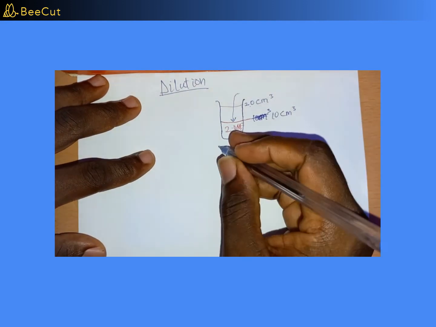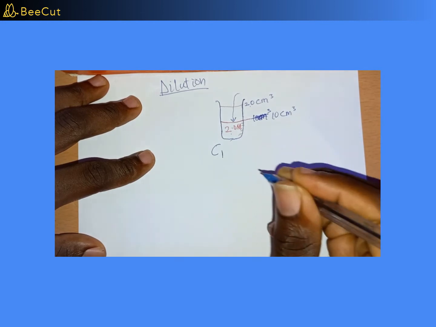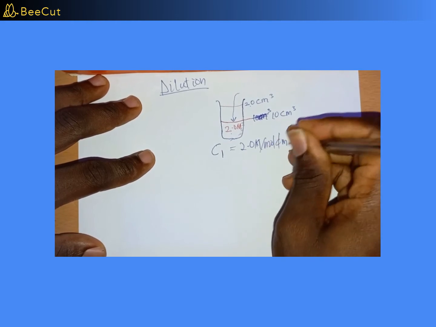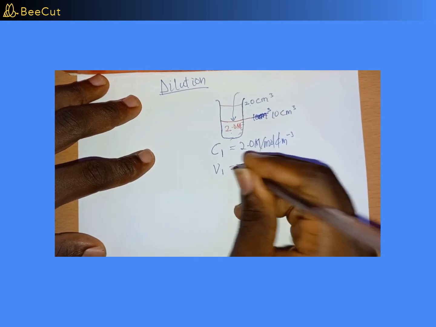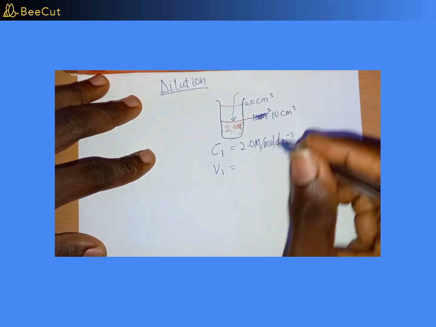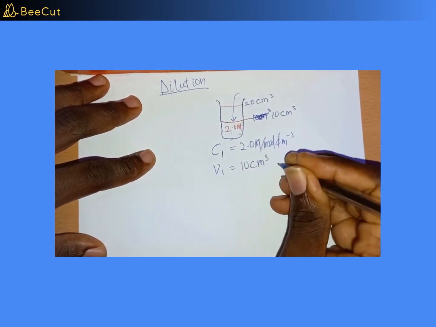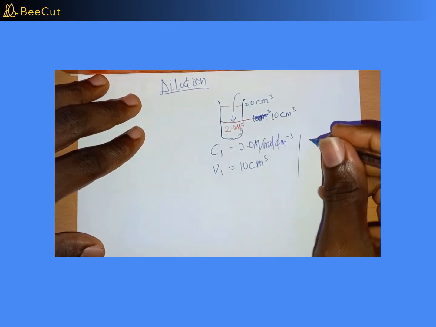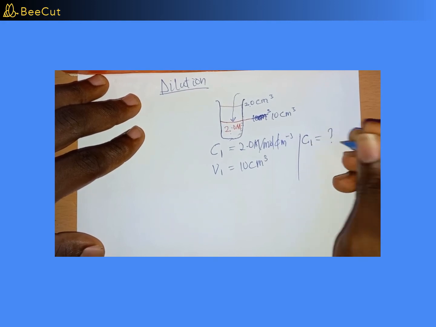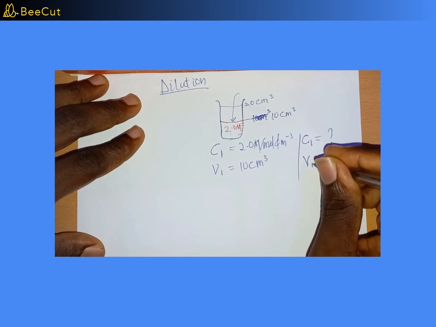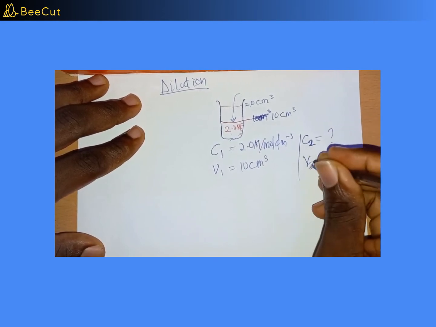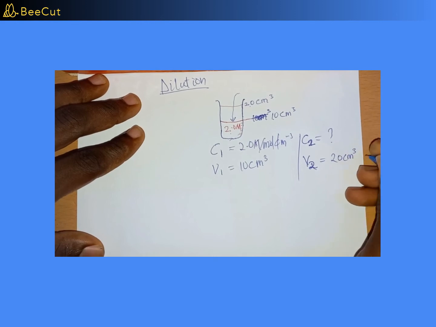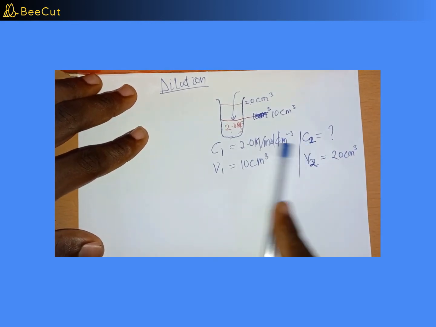So we realize that the initial concentration is always denoted as what? C1, which is equivalent to 2.0 molar or mole per dm cube. Then V1 is also given. Before we dilute it, we had a particular volume, which is what? 10 cm cube. Then we have this one too. After adding the volume, we don't know the concentration, so C2 is equal to unknown. And then V2. This one is what? V2, which is equal to what? 20 cm cube. So what will be the concentration after dilution?